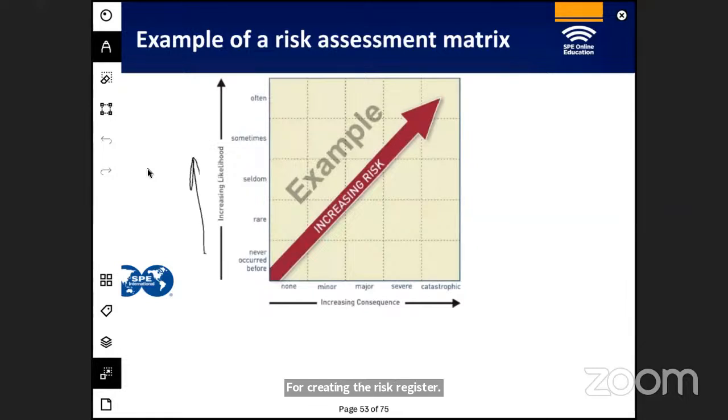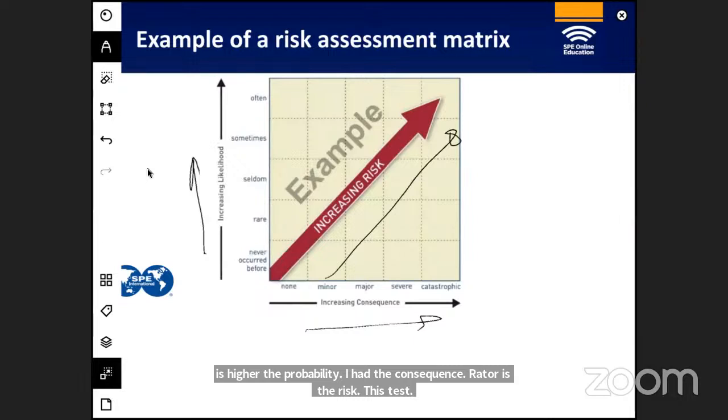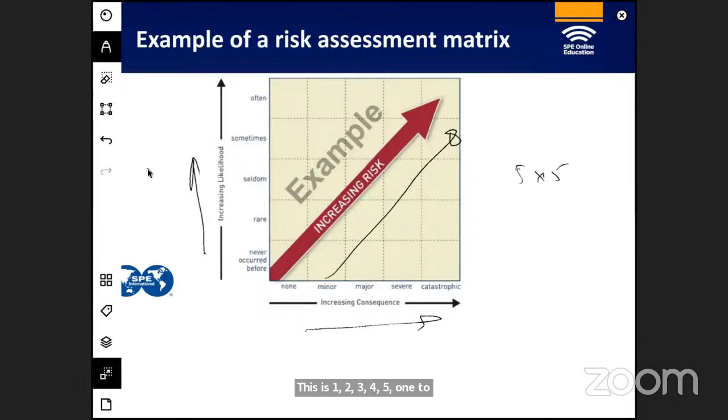The higher the probability and the higher the consequence, the greater the risk. This is a 1, 2, 3, 4, 5 by 1, 2, 3, 4, 5 matrix, a 5 by 5 matrix. This is part of the qualitative risk assessment.